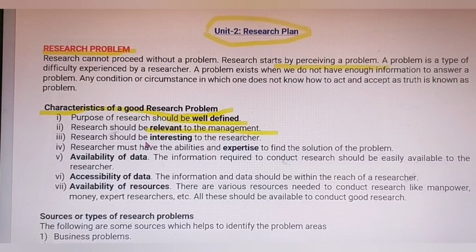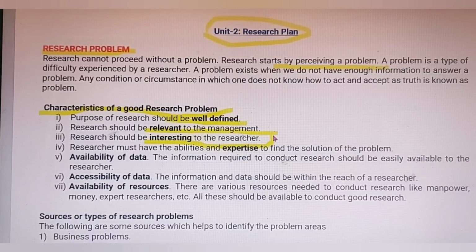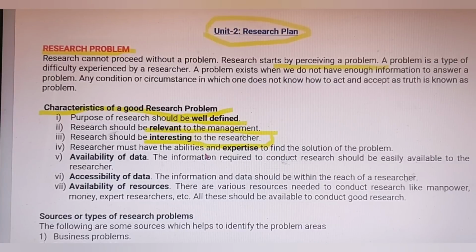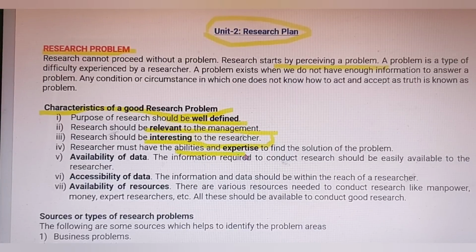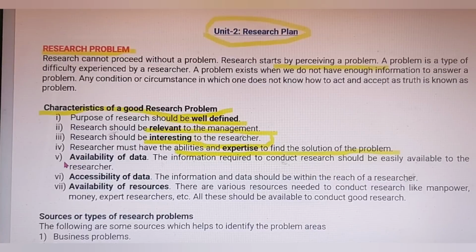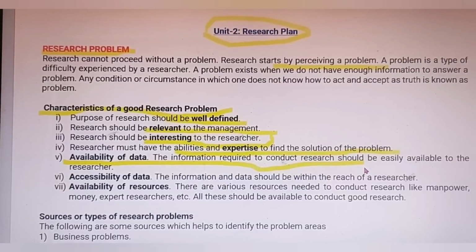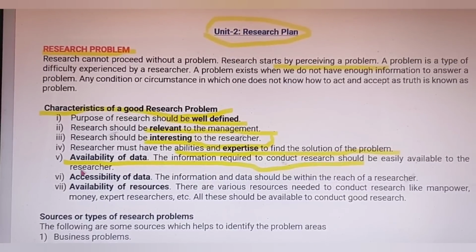The third is it should be interesting to the researchers, because if the researcher is not interested, then he will not take much initiative and interest in the research. The fourth one is the researcher must have abilities and expertise to find the solution of the problem. The fifth one is availability of data. The information required to do the research should be easily available to the researcher, otherwise he cannot do research.